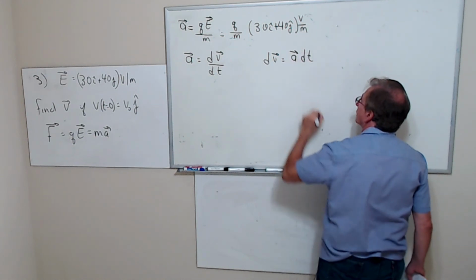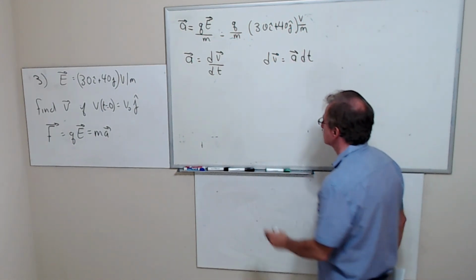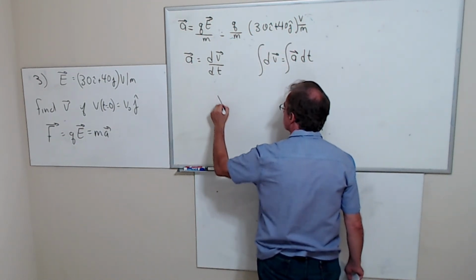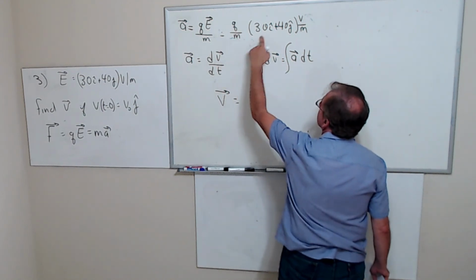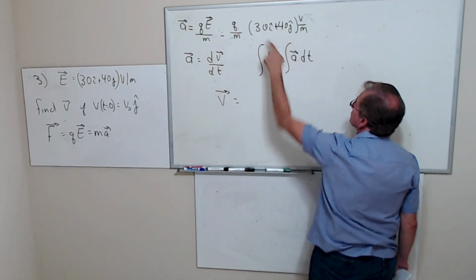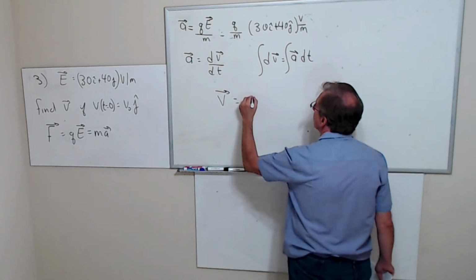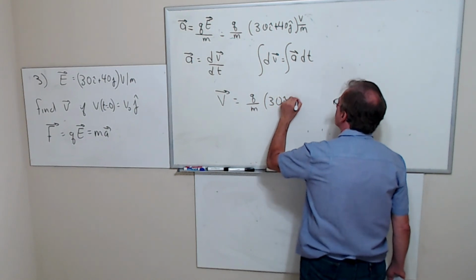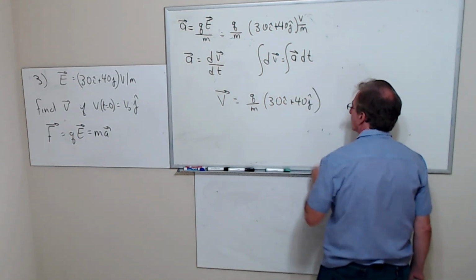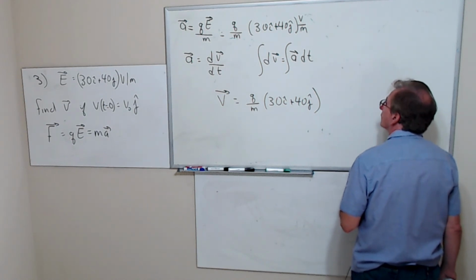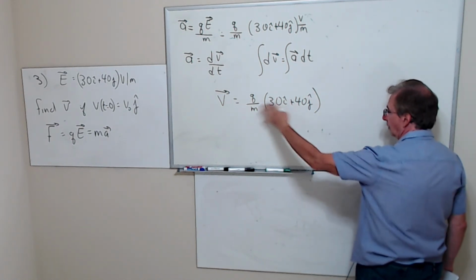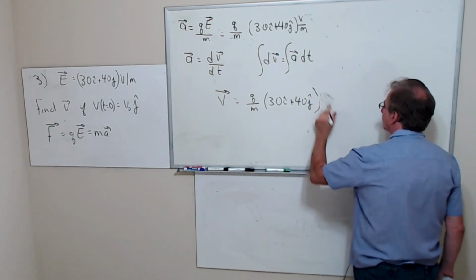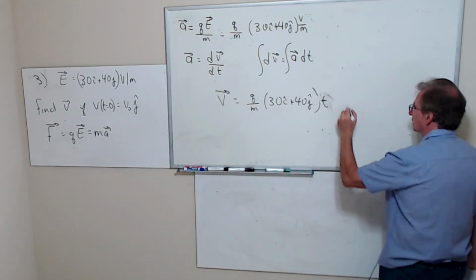You know that. So I have to integrate. Let me integrate both sides. If I integrate both sides, I'll get v is the integral of a dt. Now, this is an easy integral because this acceleration is constant. And so I'm just going to get q over m times 30i plus 40j, times t. Oh, there's a t here, sorry. The units will come out to meters per second when I plug in everything, so I won't put the units in.